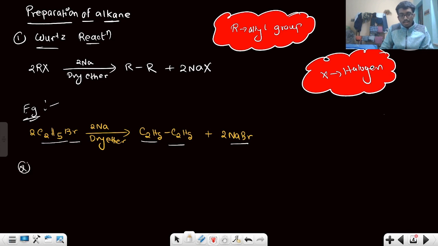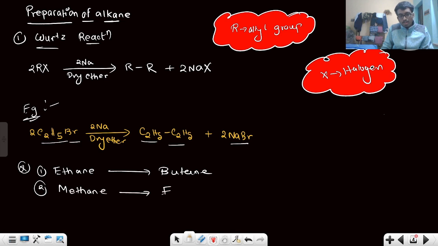Like they can give you, I'm just showing you an easy one. Ethane to butane. How will you convert? Use Wurtz reaction. You will get ethane to butane. This type of questions can come. If it is asked convert methane to ethane, then how will you convert? Directly like this you will convert. These are all going to follow the Wurtz reaction. So this type of easy questions can come from Wurtz reaction. Understood? Clear?